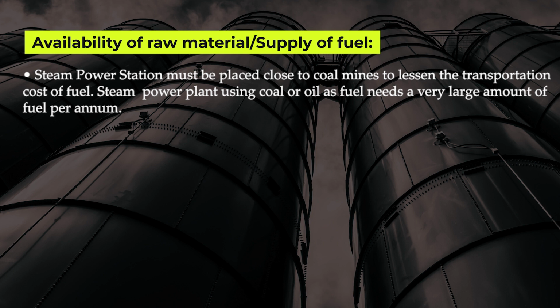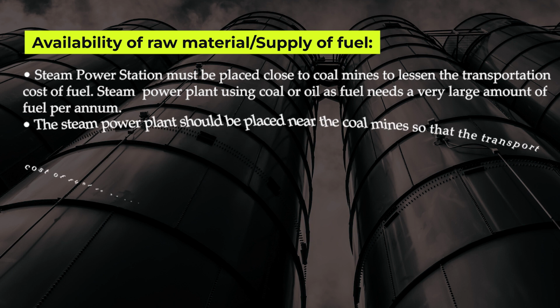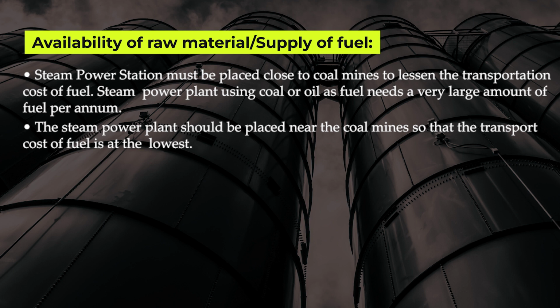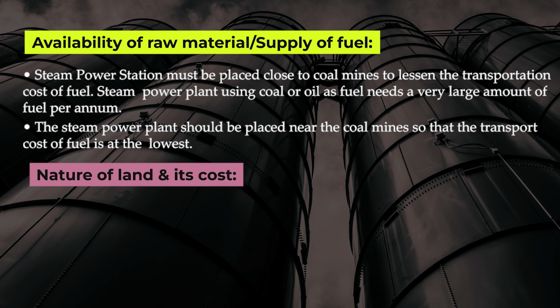A steam power station must be placed closer to the coal mines to lessen the transportation cost of the fuel. A steam power plant using coal or oil fuel needs a very large amount of fuel per annum. The plant should be placed near the coal mines so that the transportation cost of fuel is at least the lowest. Nature of land or its cost.